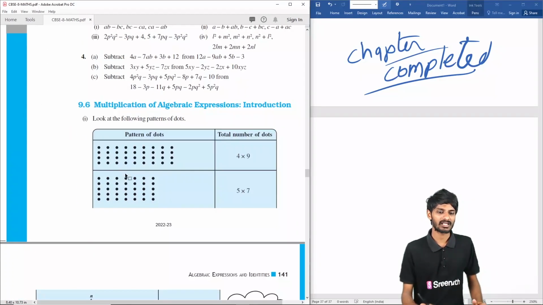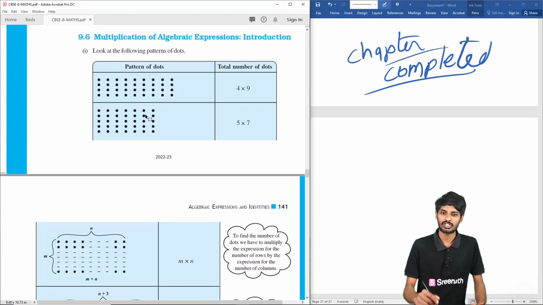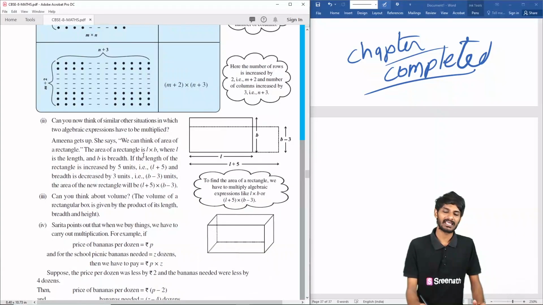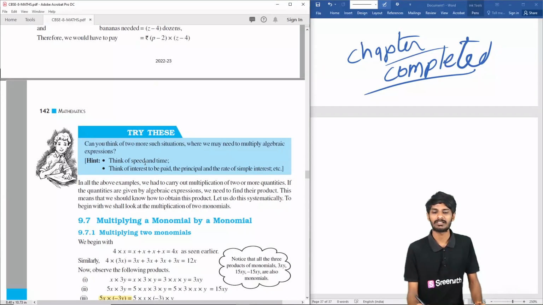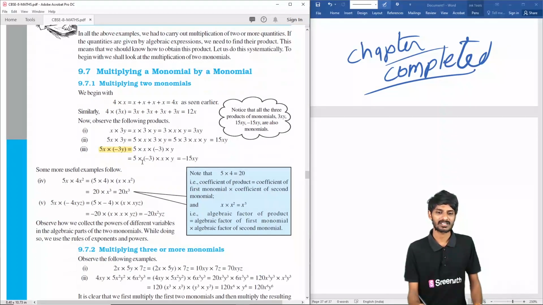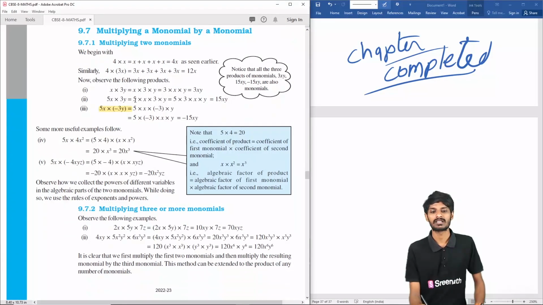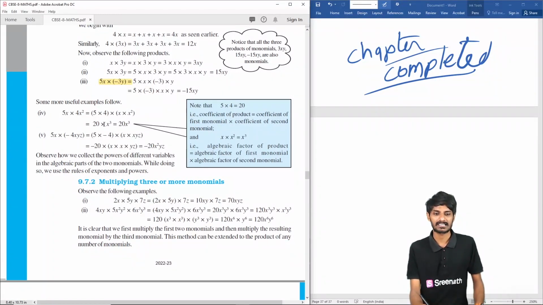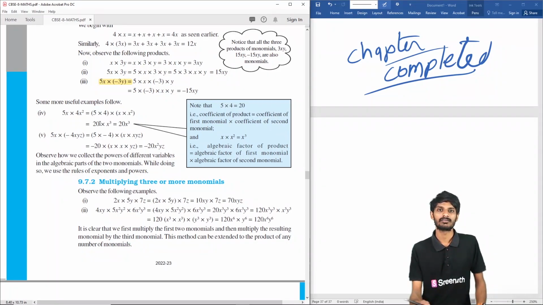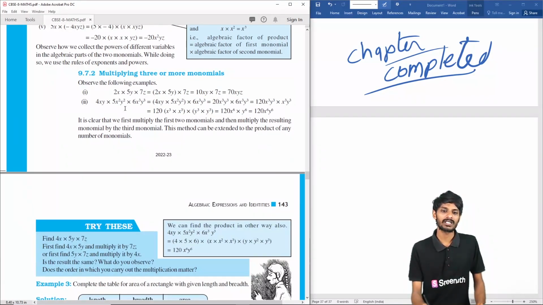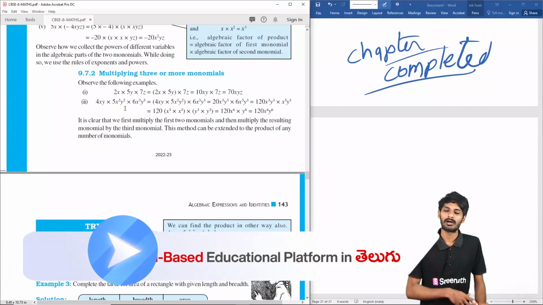And here our main concern is multiplication of algebraic expressions. In real life we encounter many situations where we have to apply the multiplication of algebraic expressions. So we started our journey with multiplying two monomials. To multiply two monomials, simply multiply both the numerical coefficients and write the variables.